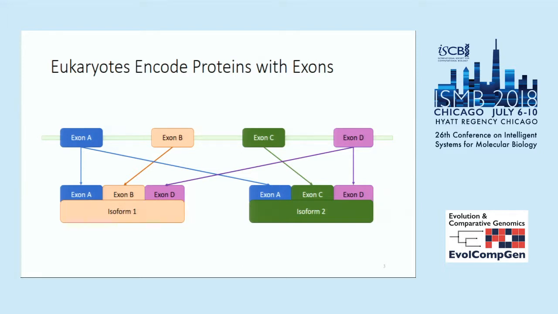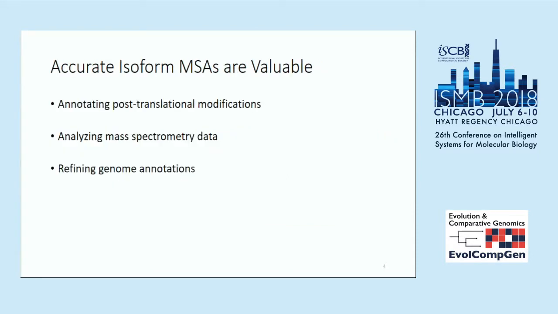When we have proteins within the same gene family that are alternatively spliced, we refer to the particular splicing products as isoforms. So what we have are multiple proteins that are being encoded by subsets of a shared exon pool. We're interested in producing multiple sequence alignments of these protein sequences because this will help us identify amino acid resolution homologies between these sequences that have valuable applications in a variety of bioinformatics applications, such as annotating post-translational modifications, analyzing mass spec data, and refining genome annotations.